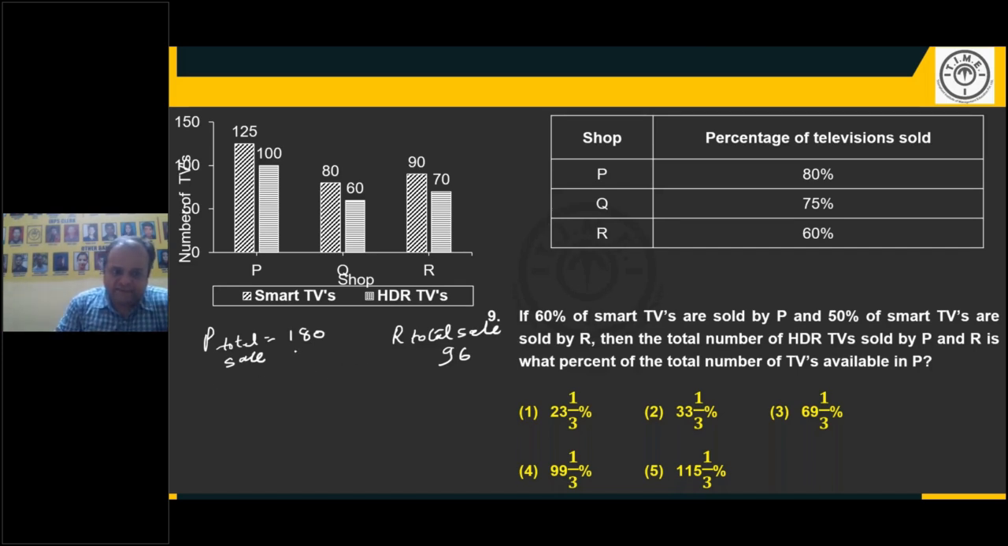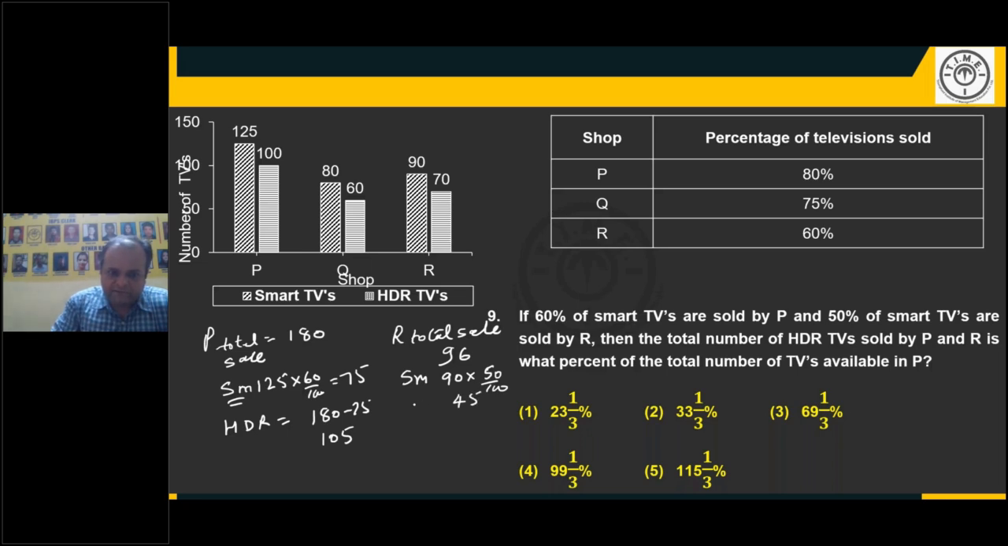Okay, now sir. P's total sale is 180 and P is selling 60% of smart TVs. So smart TV in P would be 60% of 125. That will be 75. So smart TVs being sold, that is 75. So HDR TV sold by P would be 180 minus 75. That is 105. Now similarly, smart TV in R, they are selling 50% of smart TV. So out of 90, they are selling 50%. So 50% of 90 is 45.